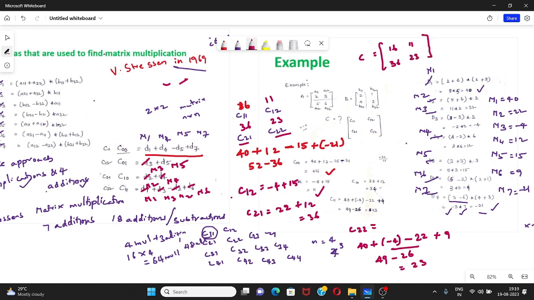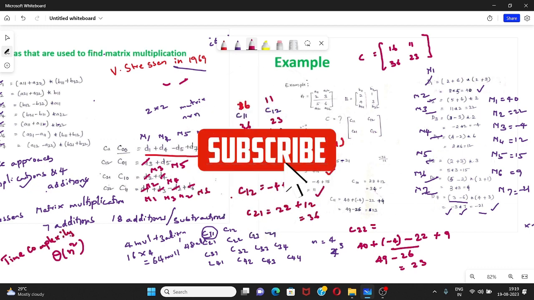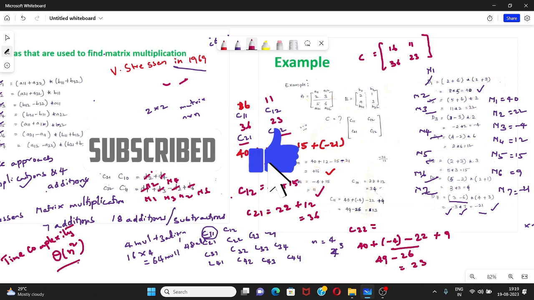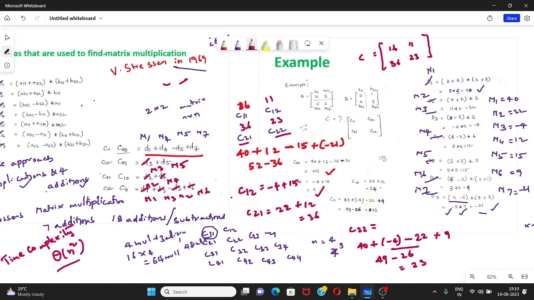And the time complexity of Strassen's matrix multiplication we consider as theta of n square. So this is the time complexity of Strassen's matrix multiplication, whereas if you use the brute force or general method, the time complexity is theta of n cube.